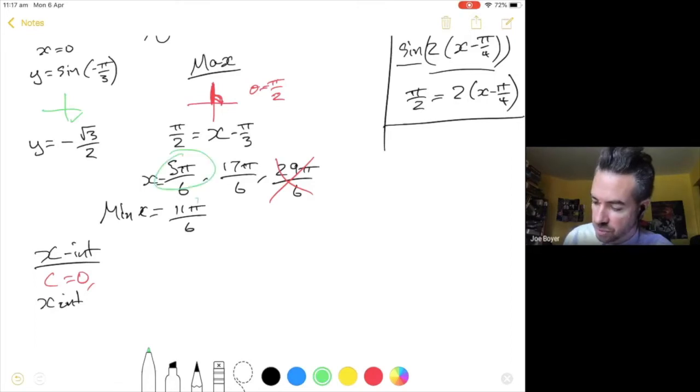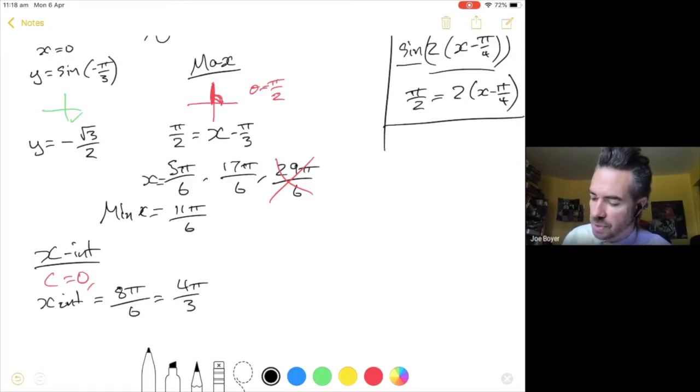There's our maximum, there's our minimum. And so what's halfway between those two? Between 5 and 11 is going to be adding another 3 pi on 6. So that's going to give us 8 pi on 6, which also simplifies down to 4 pi on 3.